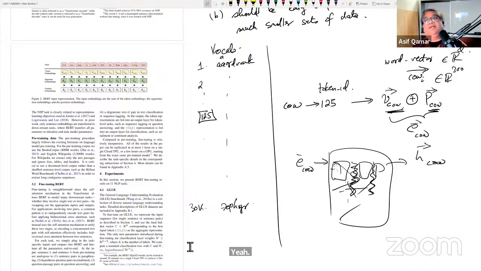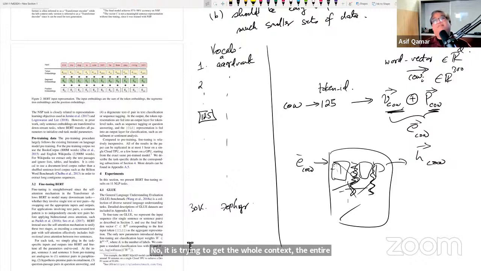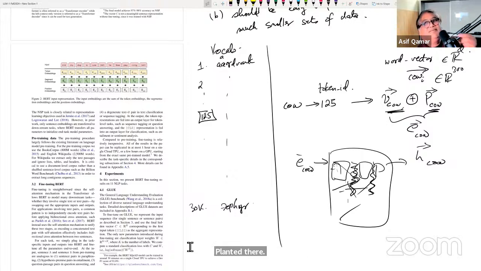No, it is trying to get the whole context, the entire context. That's the reason you plant it there. It's deliberately an imposter, which is impartial and therefore has to pay attention to the whole context.